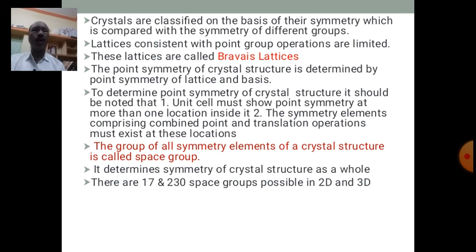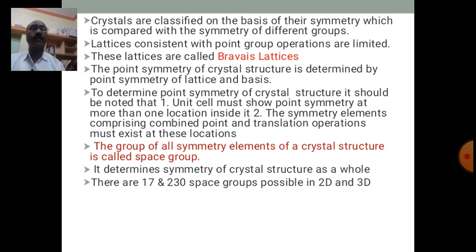The group of all symmetry elements of a crystal structure is called a space group. What is a space group? A space group is a group of all symmetry elements of a crystal structure, to determine the symmetry of the crystal structure as a whole. There are 17 and 230 space groups possible in 2 dimensions and 3 dimensions. So, like point groups, there are 10 and 32 point groups in 2 dimensions and 3 dimensions.